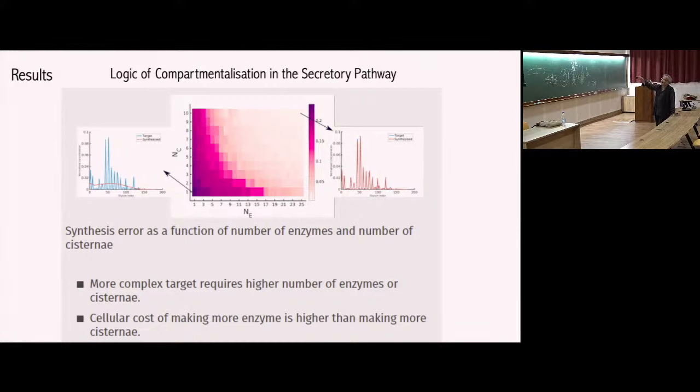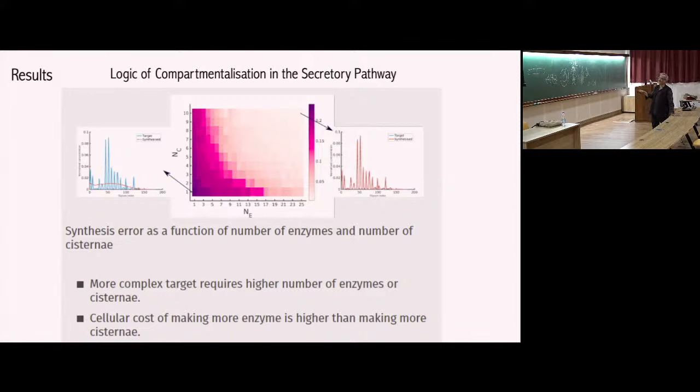Okay, now one of the results that we find is that the more complex target requires a higher number of enzymes and a higher number of cisternae. Remember there is a cellular cost, a genetic cost to making more enzymes. So it's not that the number of enzymes is large; they're of the order of 15. And given that it's quite expensive to make more and more different kinds of enzymes.